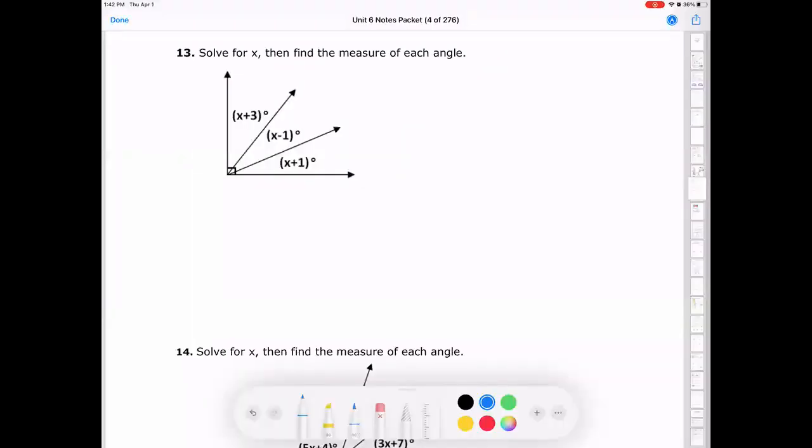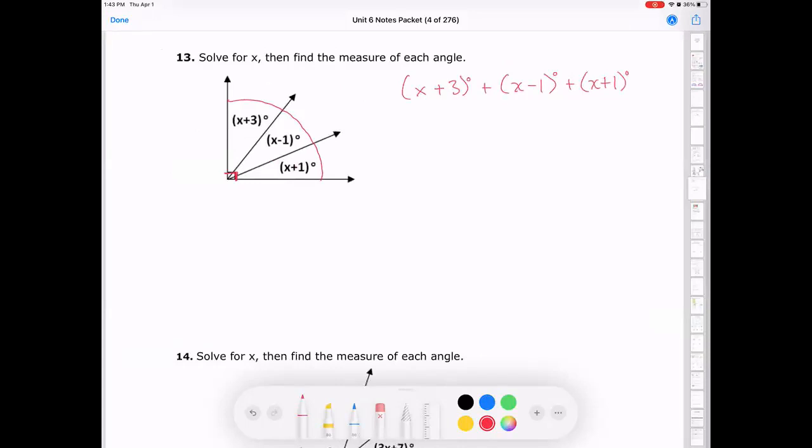All right, hopefully you've had the opportunity to try this one. As we can see, we are looking at a complementary angle, so this sum should come out to be 90 degrees in the end. Every one of these angles, when we combine them together, should give us that 90 degrees. If I take each angle individually, we have x plus 3 degrees plus x minus 1 degrees, and we add that to our final one, x plus 1 degrees. We should, in total, get that 90 degrees.